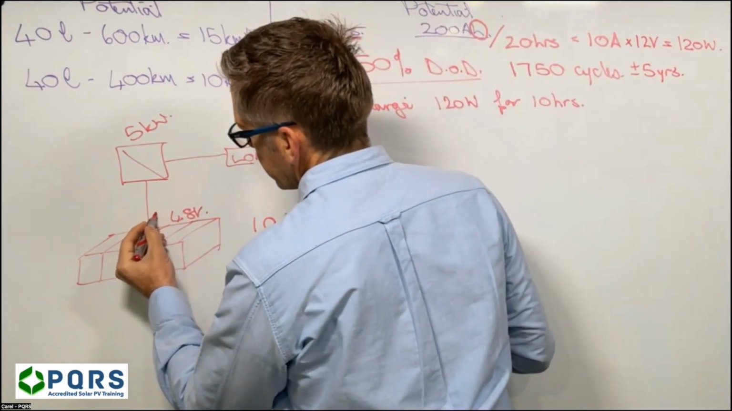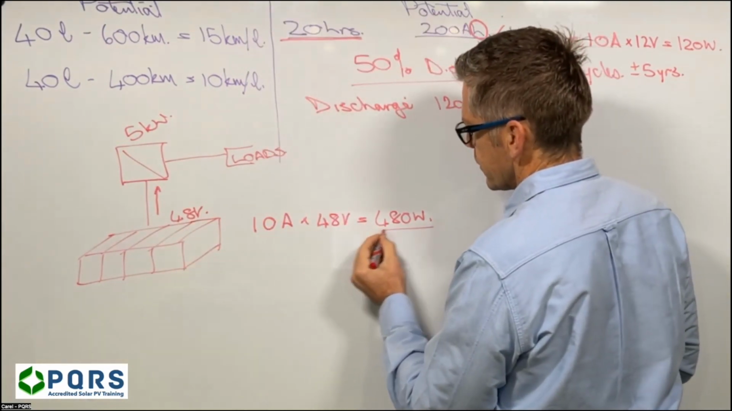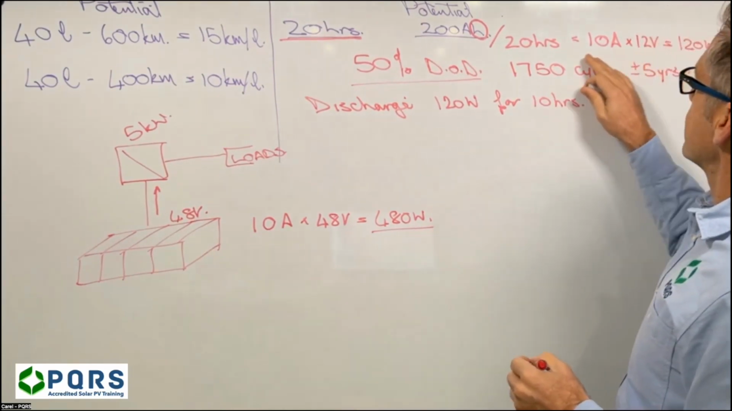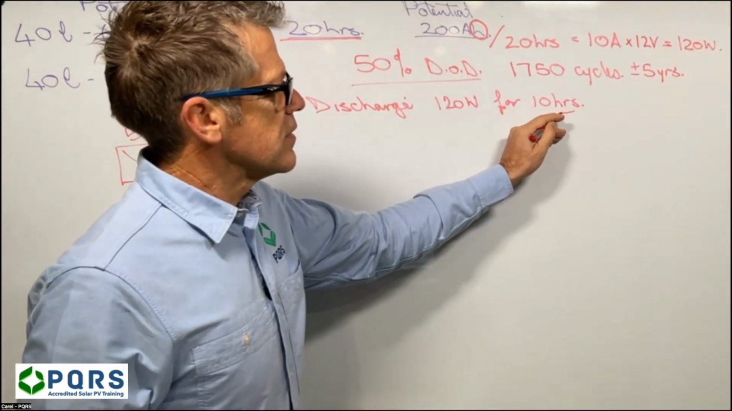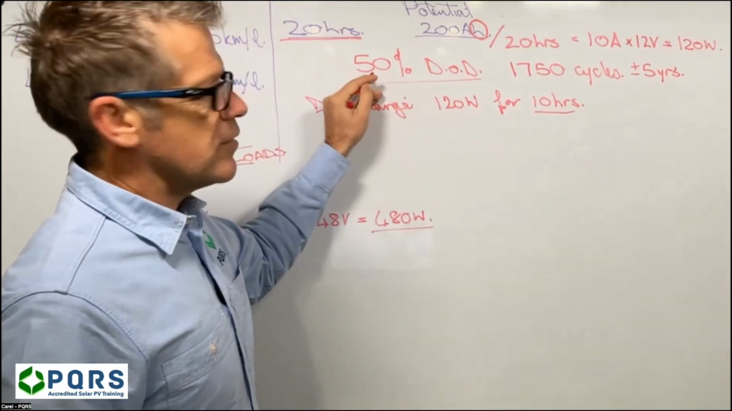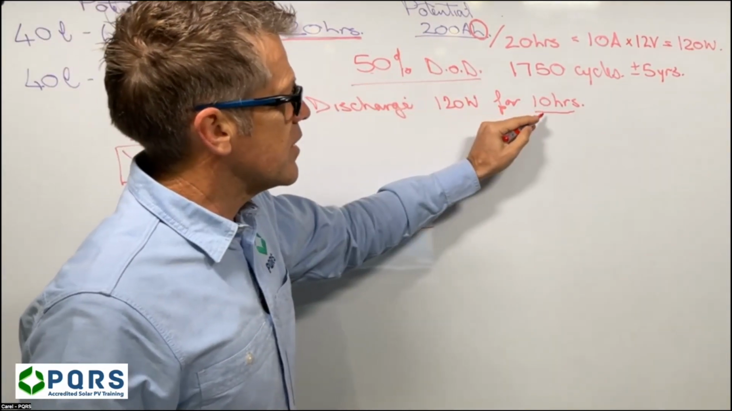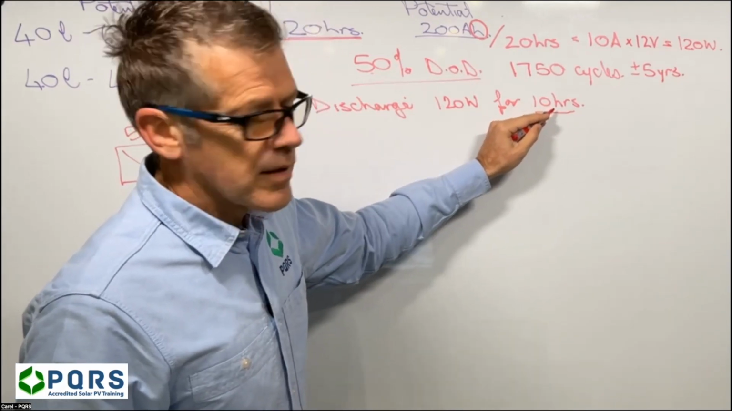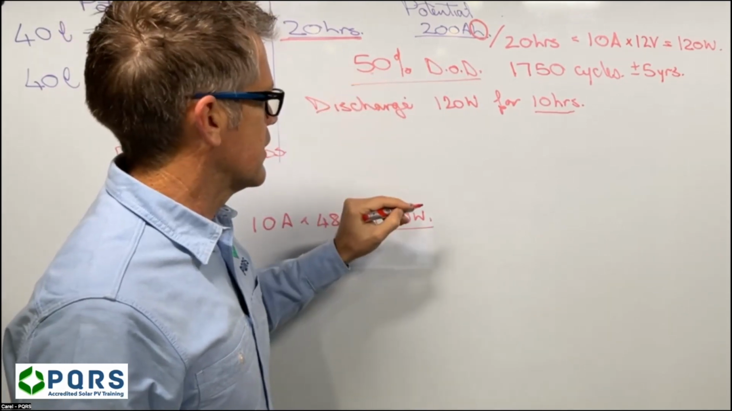So if we discharge the batteries at a rate of 480 watts over a period of 10 hours, the batteries will be at 50% depth of discharge. It'll have a remaining 10 hours of capacity, but we can't discharge it at less than 50%.